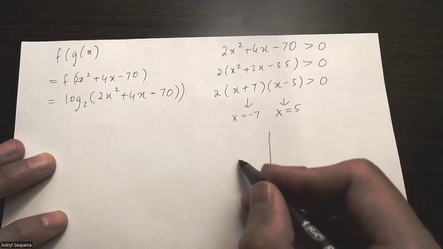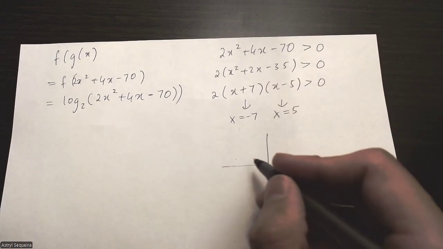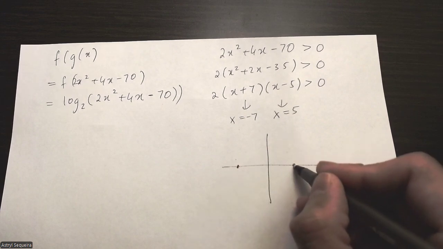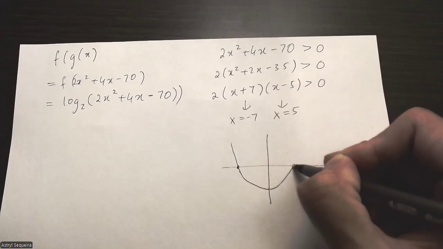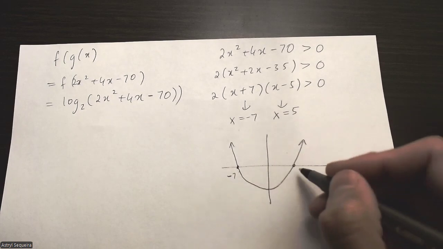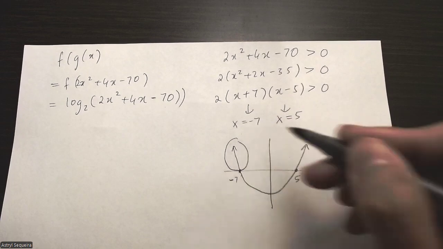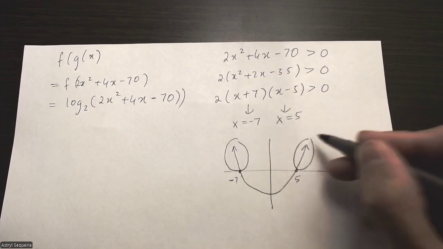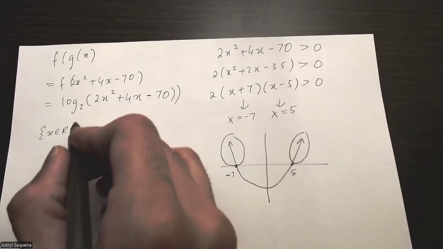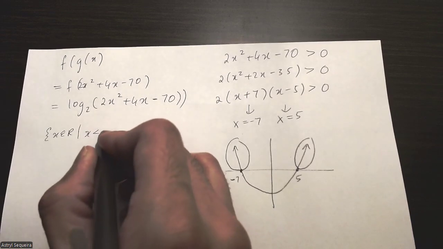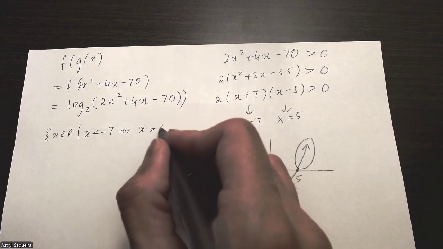So we know that this is just over here a quadratic equation with intercepts at negative 7 and positive 5, and it's a positive 1, so it opens up. Negative 7, 5. We know that this is greater than 0 over here in this interval and over here in this interval. So my domain for this log function is x is an element of all real numbers such that x is less than negative 7 or x is greater than 5.